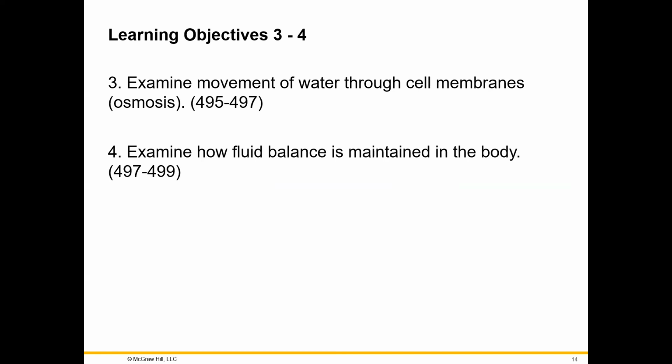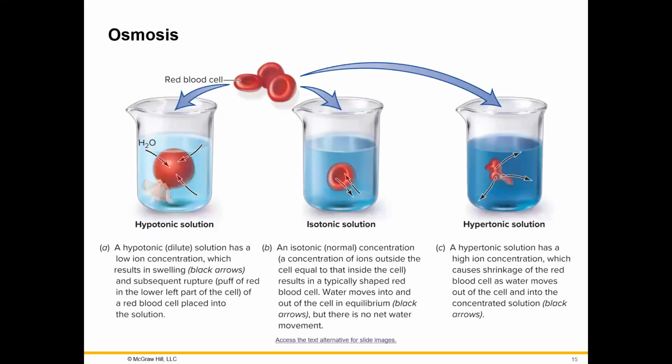All right. We're going to discuss learning objectives 3 and 4 now. So on this slide, you can see what might happen to an animal cell. In this case, it's a red blood cell when it's placed in various solutions. So on the left side, in a hypotonic solution, which is a solution that's going to have less solute than the inside of our cells, what happens is water rushes in and may cause the cell to lyse or burst.